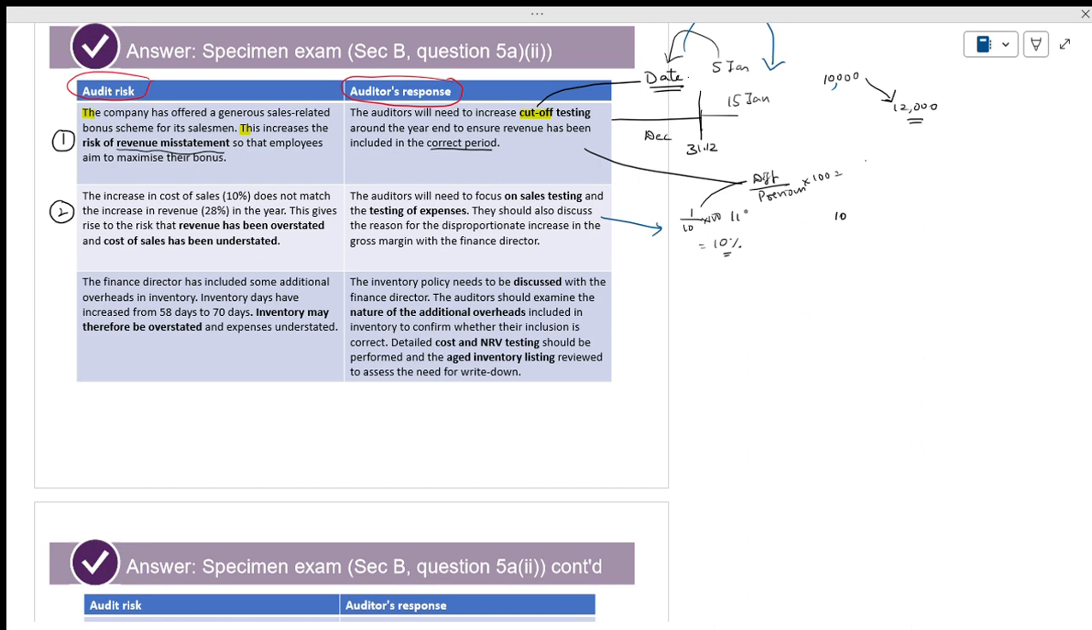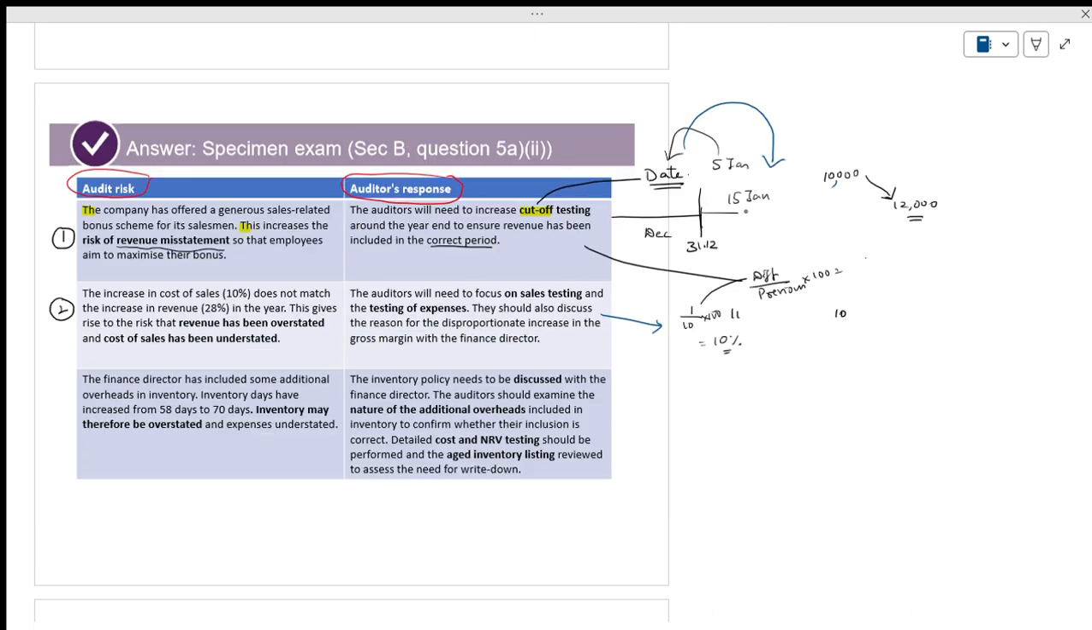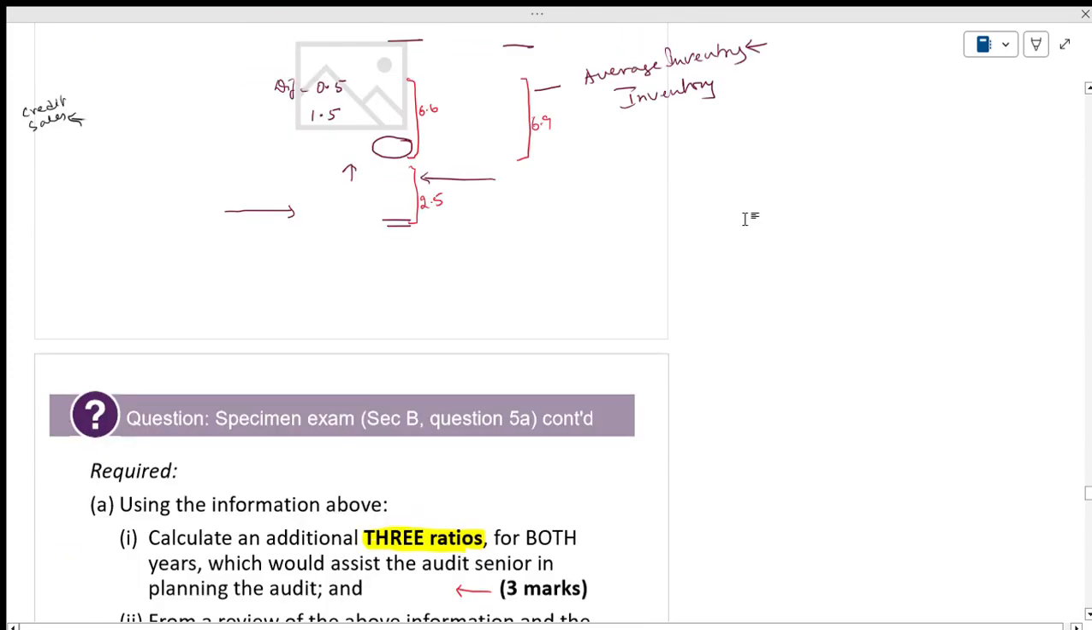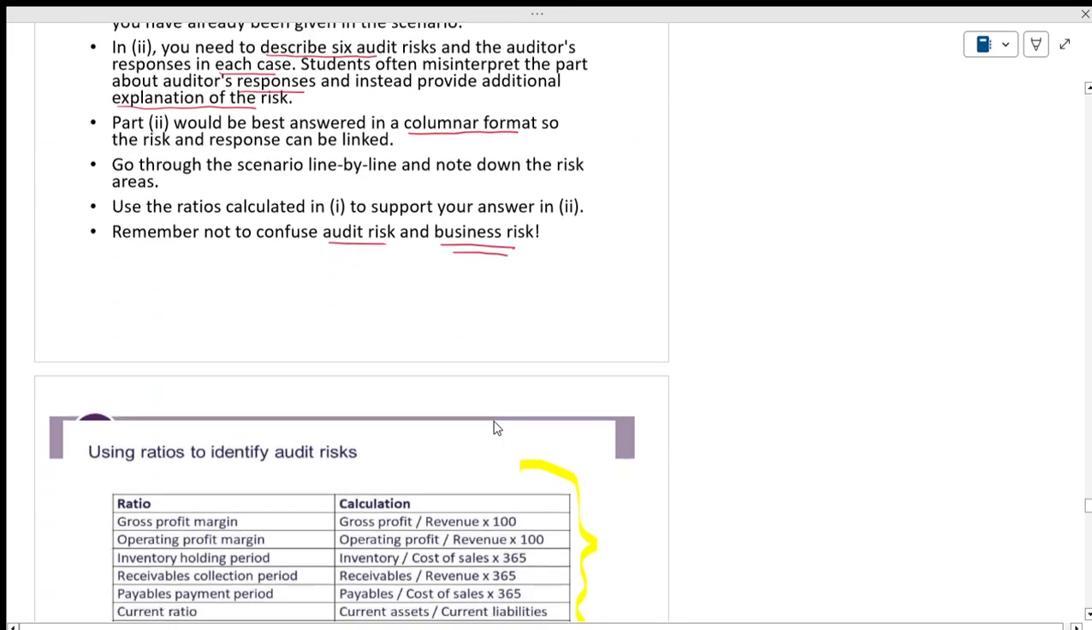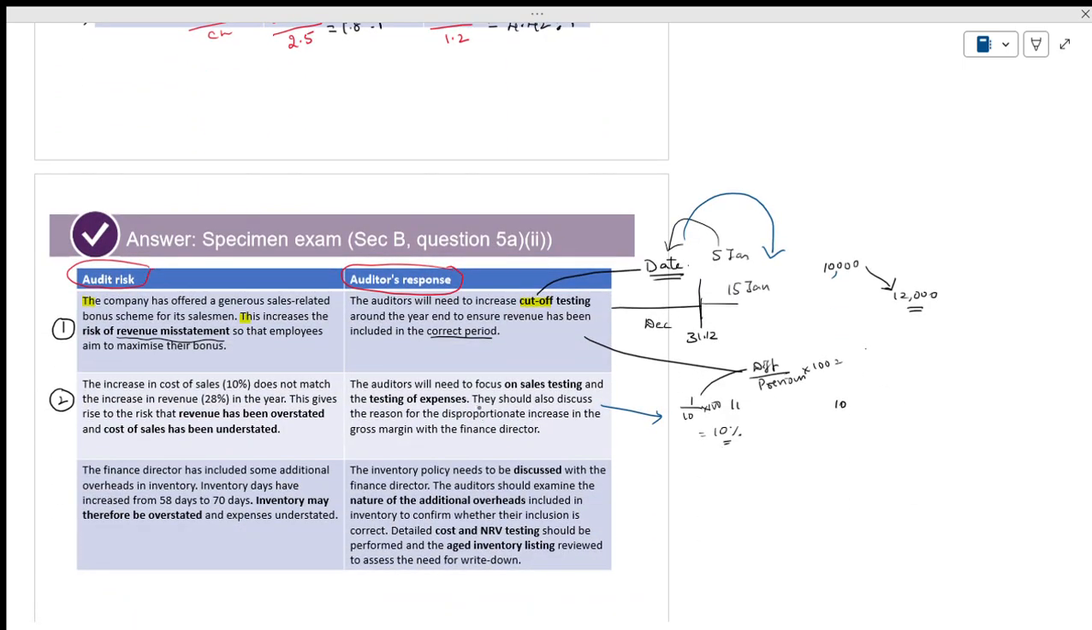Now, sales increased how much? See the thing. We have identified this: sales increased by 5, cost of sales increased by 1. These are absolute figures. The same formula we have to use: difference divided by previous year. We are talking about the sales. 5 divided by 18 times 100. How much will you get? It comes to 27.7 or 28%.